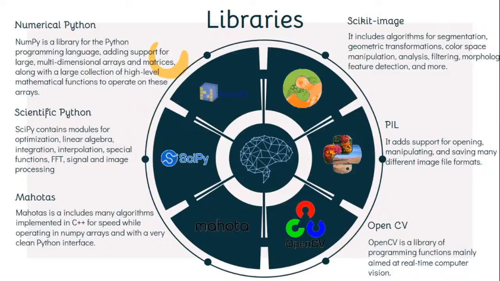Then OpenCV is a very basic library which is required for image processing. OpenCV is for basic programming and real-time computer vision, required for reading an image, writing an image, or doing any kind of processing on an image. And Mahotas also includes many algorithms implemented in C++ for very quick processing while operating on NumPy arrays or with any other library. It is written in C++, which helps it run at a very quick speed.